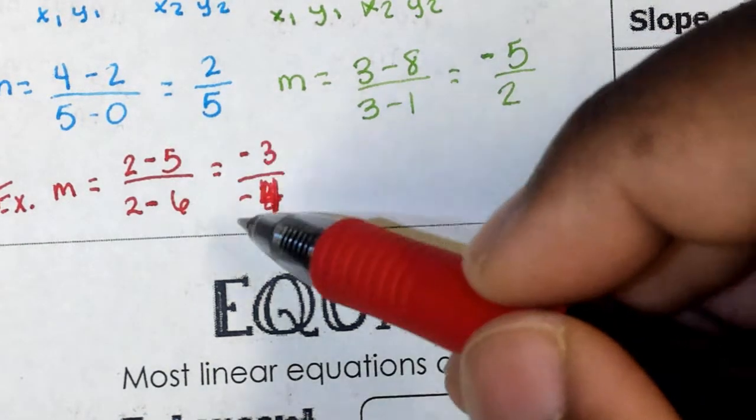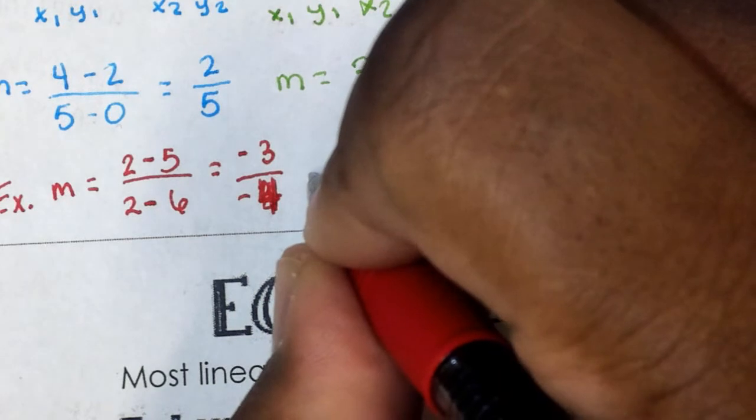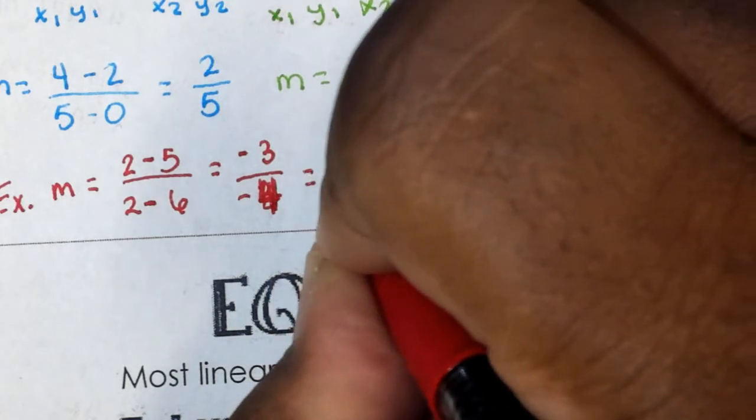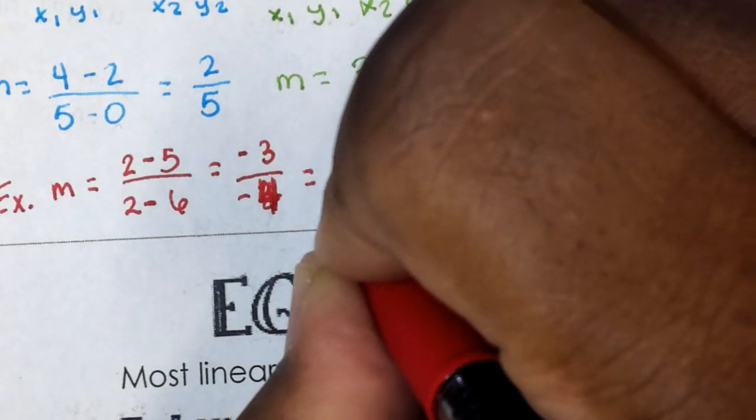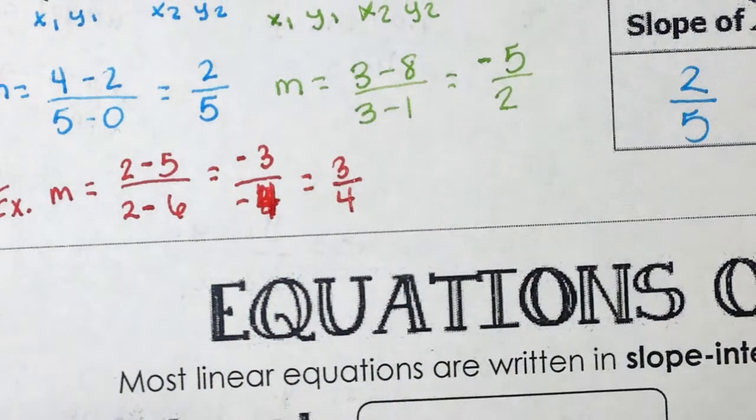When you get a negative on top and bottom, like Billy said, your slope should turn positive. It's like dividing a negative by a negative. Drop both negative signs and the slope should turn positive.